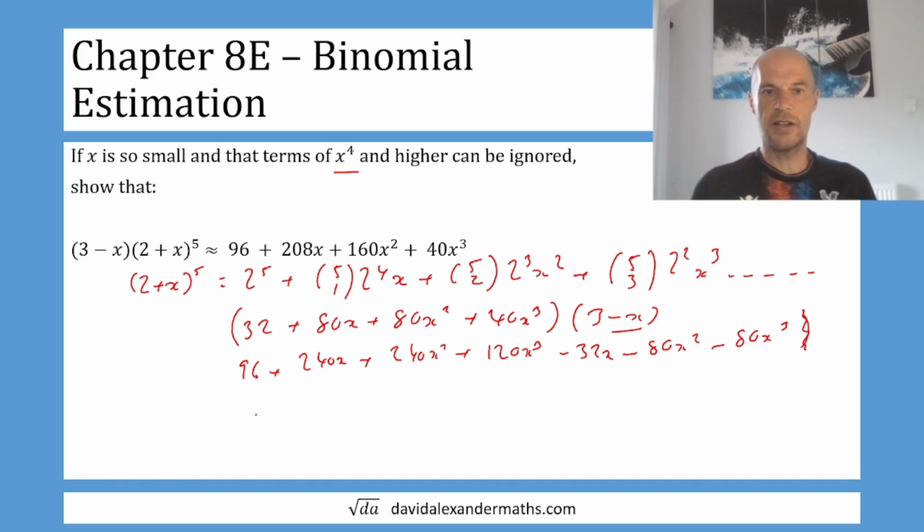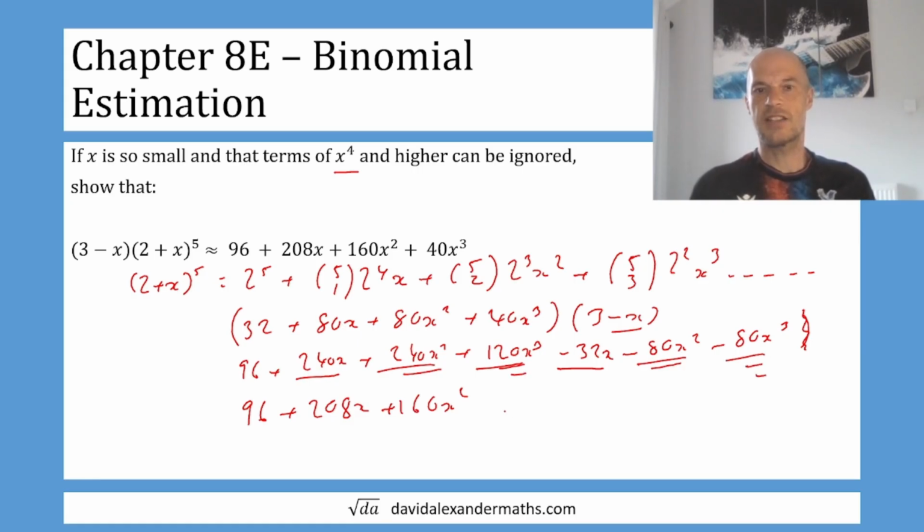Okay, so we've got our 96. Let's look at the number of x's. We've got 240x and negative 32x, which guess what is plus 208x. We have 240x squared, take away 80x squared, so that's plus 160x squared as required, and 120x cubed minus 80x cubed, which is plus 40x cubed. There we go. So we have shown that the stuff on the left hand side is approximately the same as the stuff on the right hand side there.